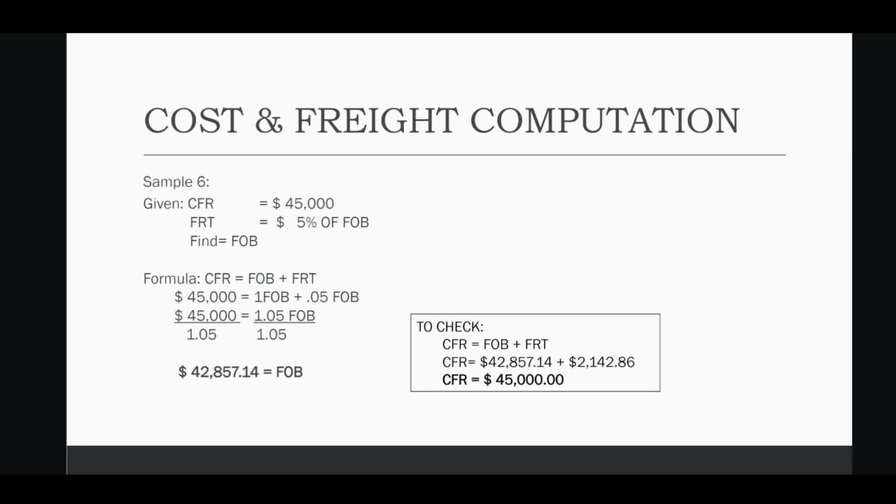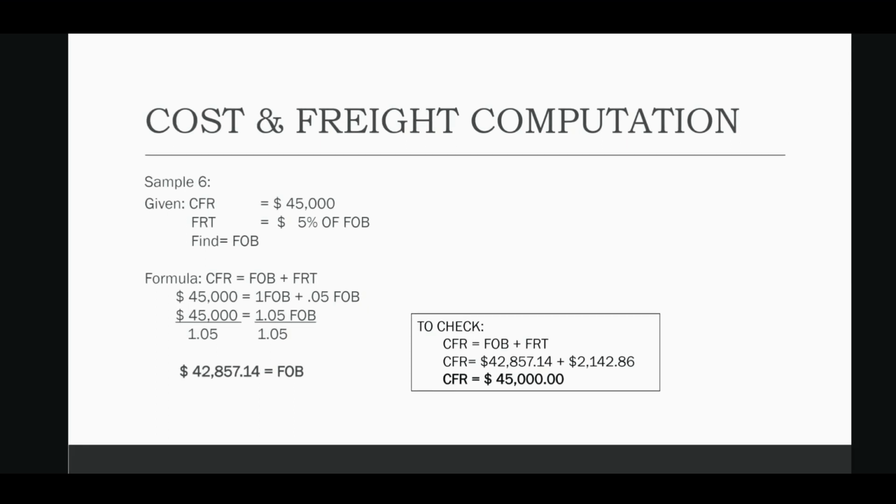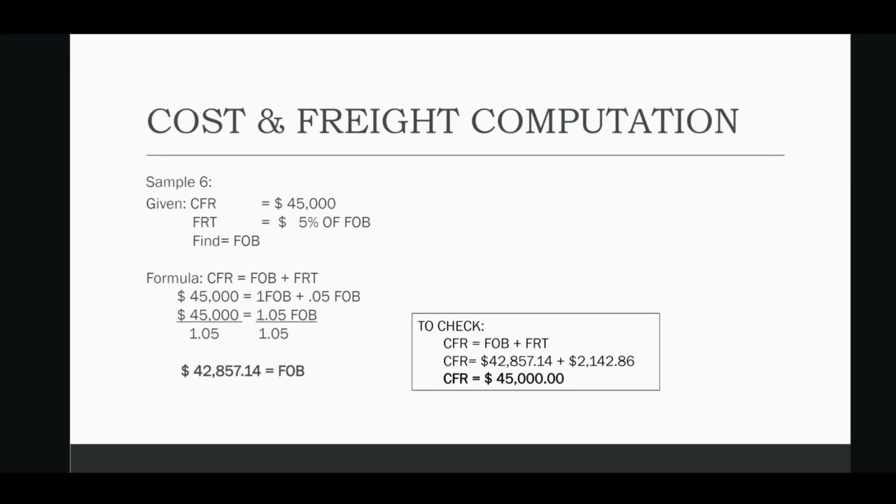For us to check that the computation we did was correct, we just need to substitute the values. Again, write down the formula for your CFR, FOB plus freight. We already have the value of your FOB, which is 42,857.14. Then the 5% of FOB, which is your freight. Get the 5% of FOB.